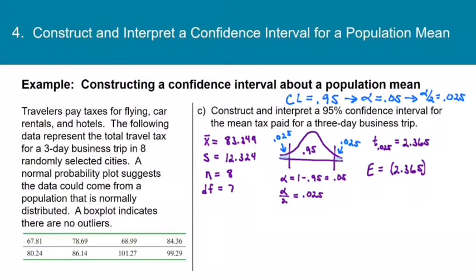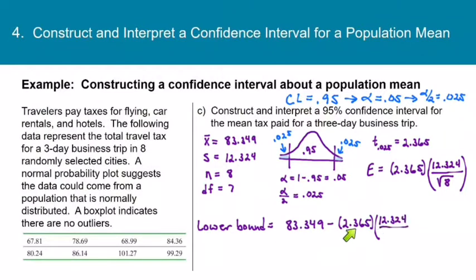Now we can find E. E is t sub alpha over 2 times S over square root of n. Now be careful here because some people will accidentally put degrees of freedom here. We only use degrees of freedom when we're at the table. So we always use n here in the formula. And so it's t sub alpha over 2 times S over square root of n. And we'll just put that straight into the calculator. So the lower bound of our confidence interval is going to be x bar minus E, which is going to be approximately 73.044.